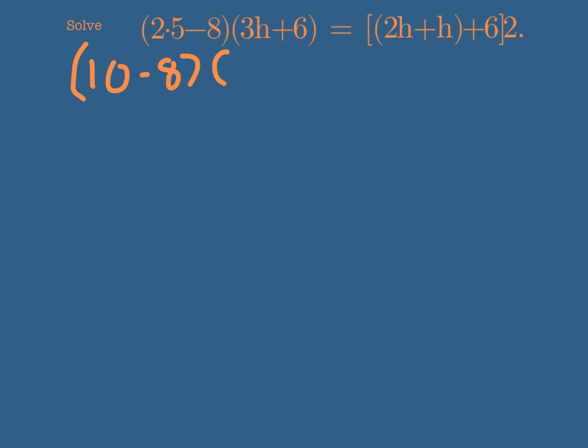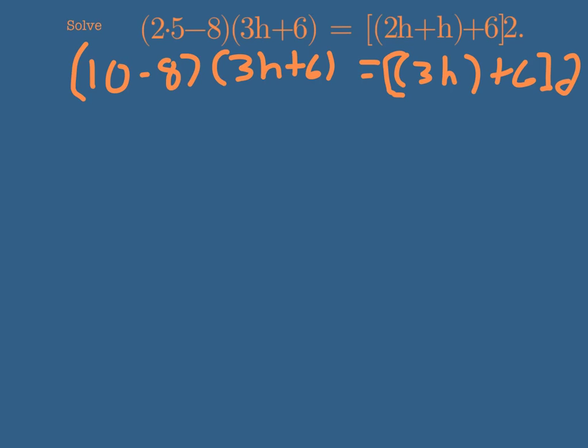Okay, times 3h plus 6 equals, on this side in our parentheses, we have 2h plus h, which would give us 3h plus 6. And I guess I should put my braces in this case when you're going to need those. And then on the outside, a 2. Going back to the left in our parentheses, we have 10 minus 8 is 2.